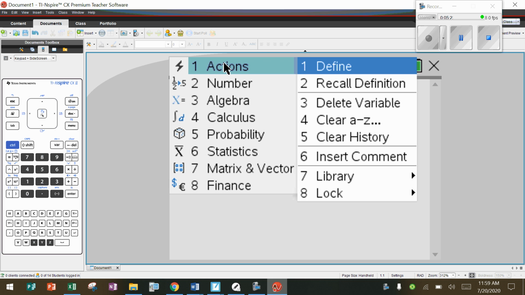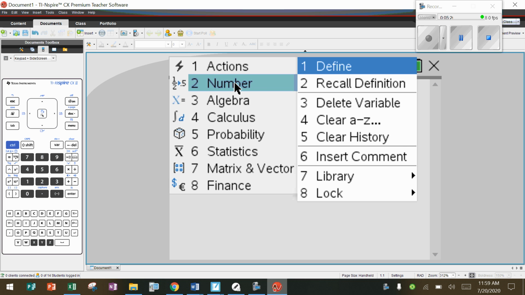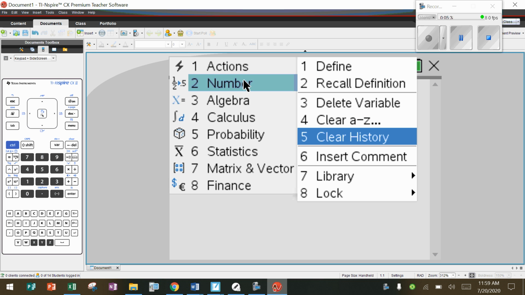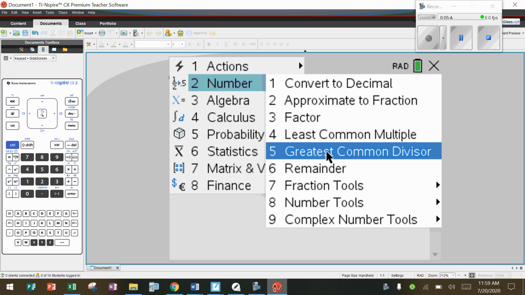Okay, we want option 2, numbers, because we're looking for a GCF of numbers. So we can go to menu, and then option 2, numbers, and then option 5 here, greatest common divisor. GCF, the calculator says GCD, but means the same thing, all right?